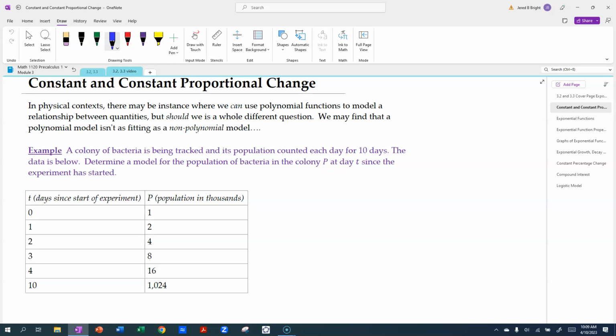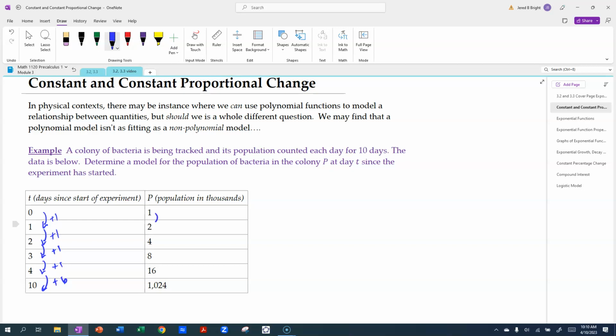Okay, so we're looking at a colony of bacteria, and we're tracking its population each day for 10 days, and the data is below. We want to determine a model for the population of bacteria at day t since the experiment has started. The data table is here. As I begin a preliminary investigation, I see that as I go down the table in t, I'm always adding 1 until the last one where I'm adding 6. I forgot to record data from days 5 through 9, whatever, it's fine.